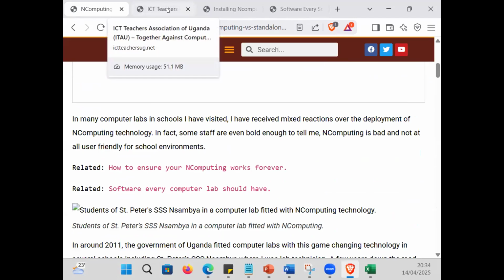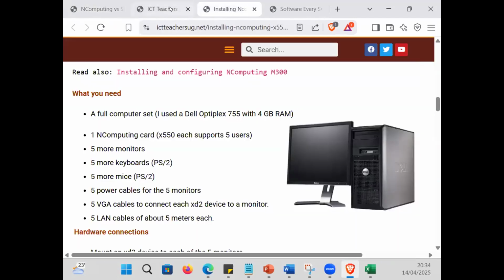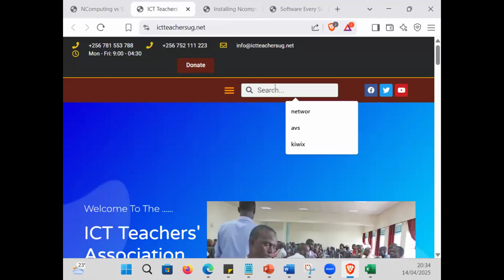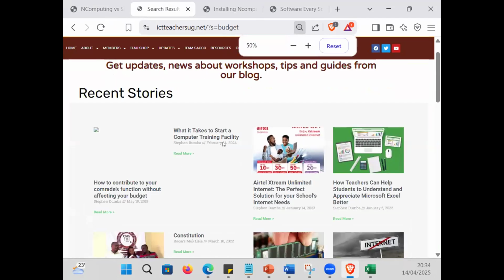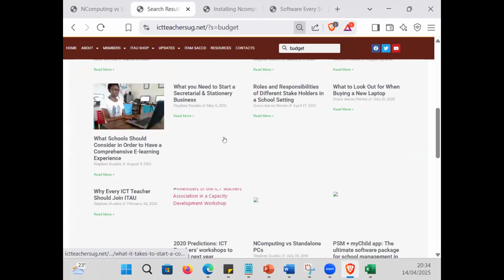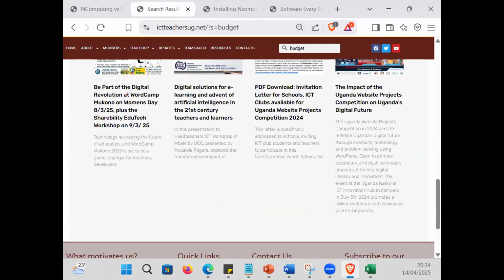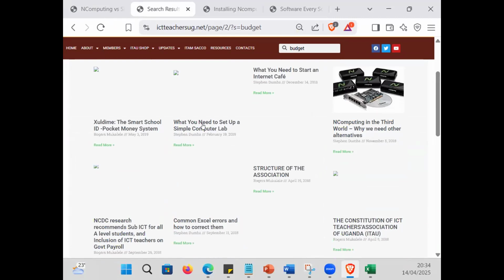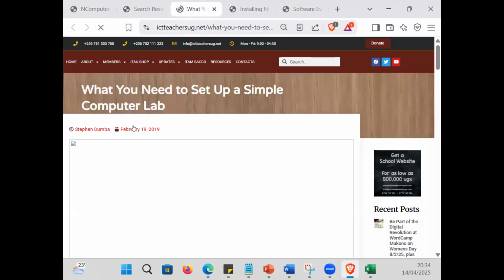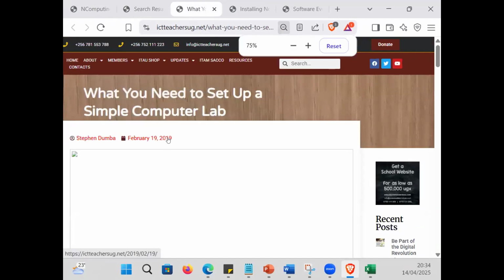And then after that comparison, there was another article. Let me talk about another. If I search for the word budget on this website, I'll be able to find several articles here. There is a particular article that was talking about what you need to set up a simple computer lab. Now, this was 2019. The prices might have changed, but we can discuss.